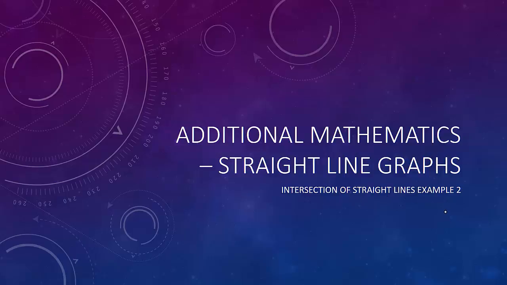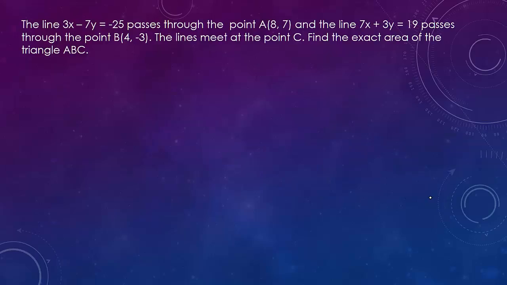Intersection of straight lines, example 2. The line 3x minus 7y equals negative 25 passes through the point A, 8, 7. And we could easily check that that works. 3 8s are 24, take away 7 7s are 49, that does give us negative 25. So this is true. And the line 7x plus 3y equals 19 passes through the point 4, negative 3.